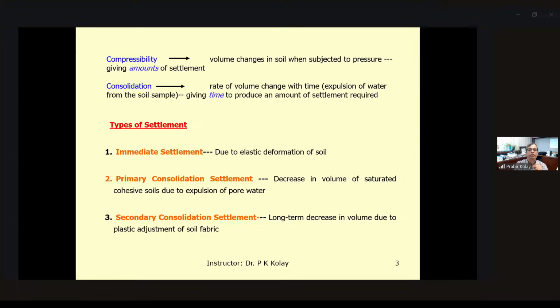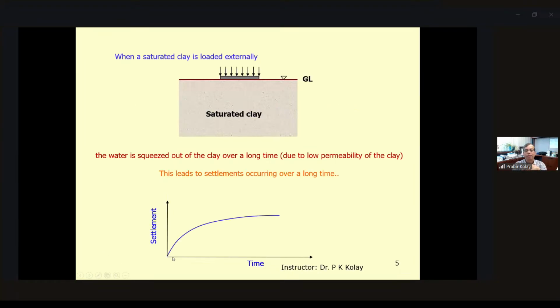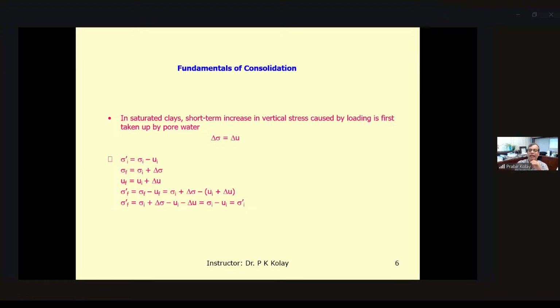From the consolidation test, you can find the different parameters to get the idea of how to calculate the settlement. We can find the immediate settlement, primary consolidation settlement, and secondary consolidation settlement. In granular soil, the settlement is immediate. But in clay-type soil, the settlement takes time, and you need to consider the pore pressure.